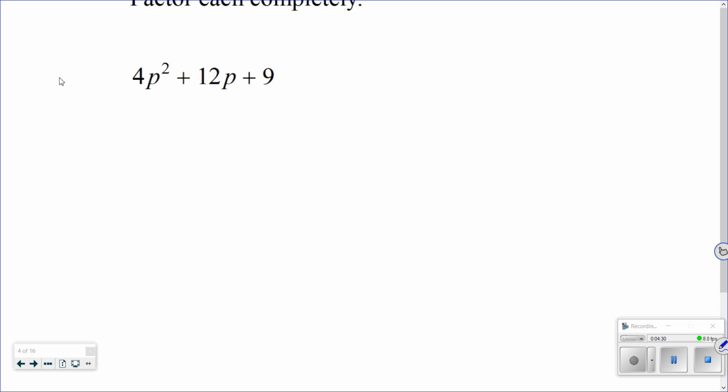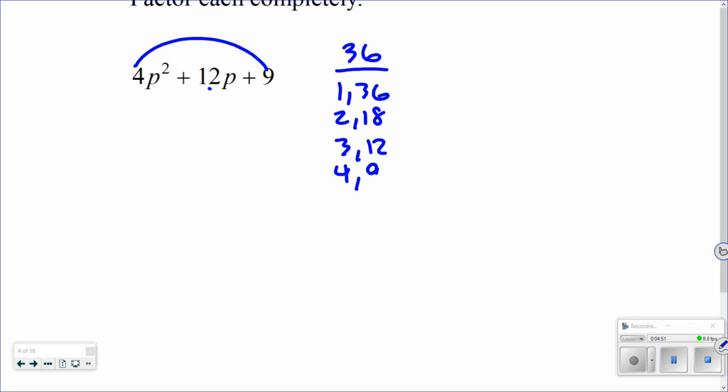This is a quadratic trinomial. Not only that, but it's got the 4 out in front. So that means I've got to multiply the first and the last together. 4 times 9 is 36. I've got to find the factors of 36 to add up to be 12. So let's do that. You got 1 and 36, 2 and 18, 3 and 12, 4 and 9. There's a lot of them. 5 doesn't, 6 and 6. Hey, that's the one that adds up to be 12.